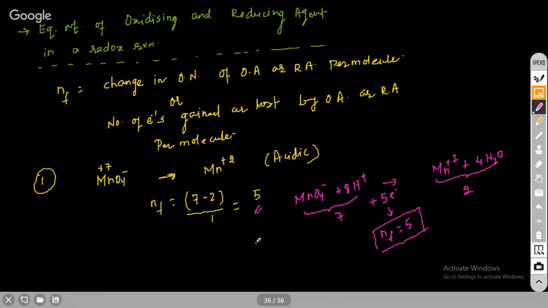Correct? So this conversion of MnO4 minus into Mn plus 2 takes place in acidic medium. In basic medium, it converts into Mn plus 6, and in neutral medium, it goes into Mn plus 4. This you must remember: the conversion plus 7 to plus 6 in basic, plus 7 to plus 4 in neutral, and plus 7 to plus 2 in acidic medium, according to the medium.